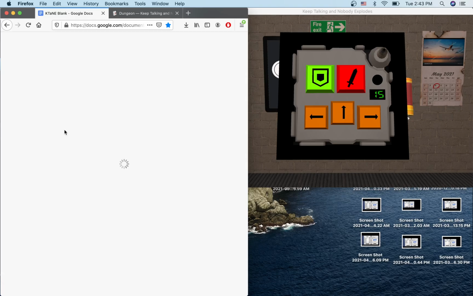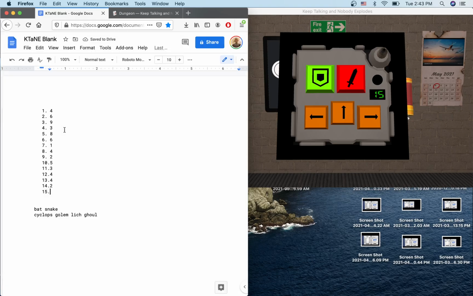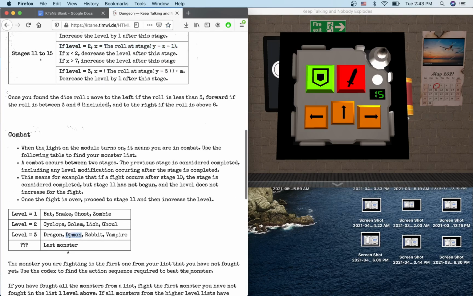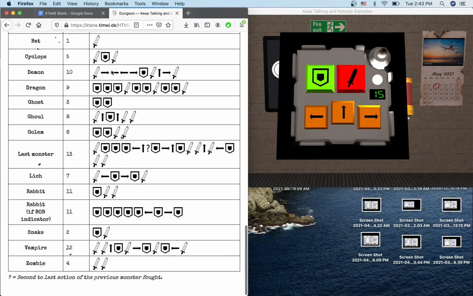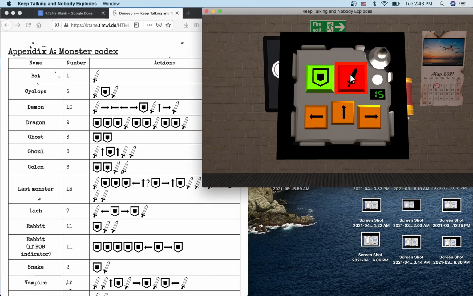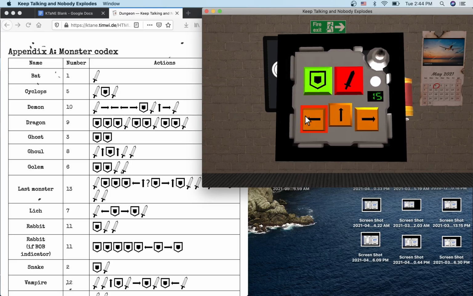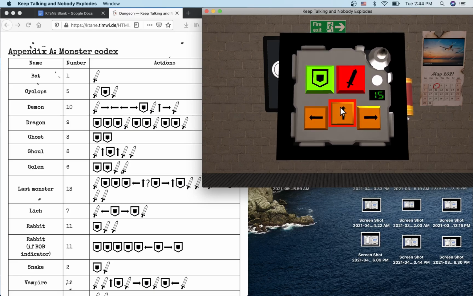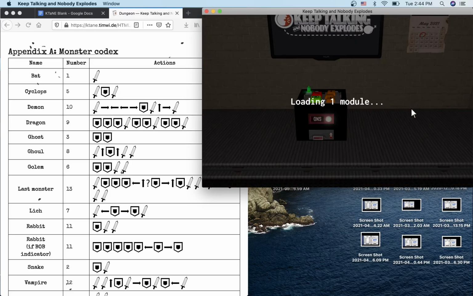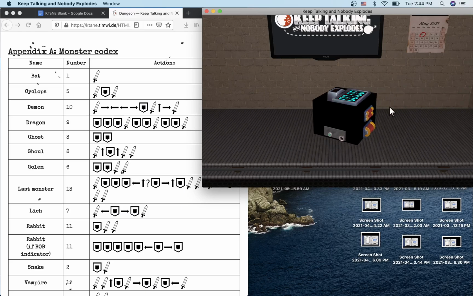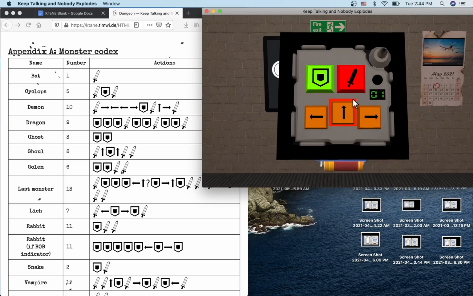Stage 15 is going to be 15 minus 2 is 13, minus 1 is 12. The roll at stage 12 is going to be a 4. I'm going to go forward, and we see we have to fight a monster here. But I do know that after this monster, the module will solve. We're still at level 2, so we're going to fight the next monster in this list here, which is a demon. And this demon has a rather complicated set of patterns. Sword, right, left, left, right, block, sword, forward, right, sword. And the module solves.